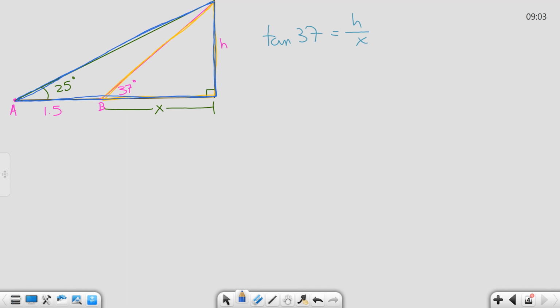Oh, as a sidebar, by the way. How long is that? Nate, how long is that blue area? 1.5 plus that. That's a 1.5. Okay, but yes, you're right. 1.5 plus x. Okay, knowing that, what equation do we get for the blue triangle?